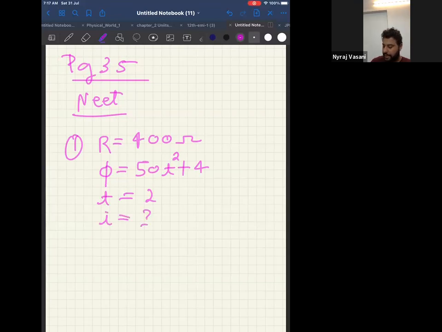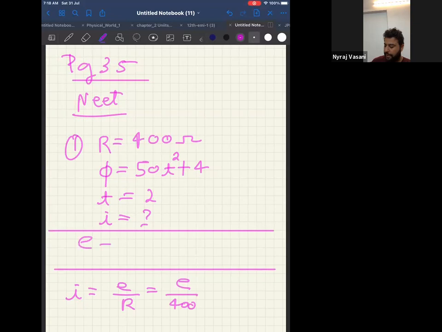I want to find current. Now I know that to find current, it is E by R. This is the basic formula for current. In this formula, E I don't know, but R I know is 400. So I need to find the value for E. And I know the formula for E, that is mod of E is d phi by dt. Now, if I differentiate flux, d phi by dt, 50 as it is, differentiation of t square will be 2t plus 0. So 50 into 2 is 100t.